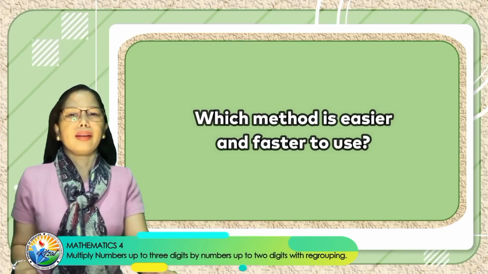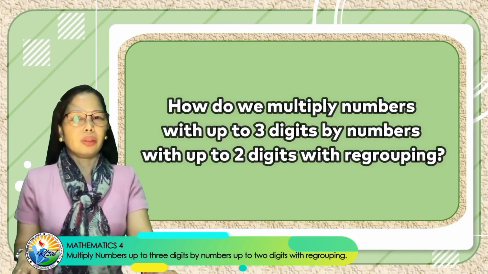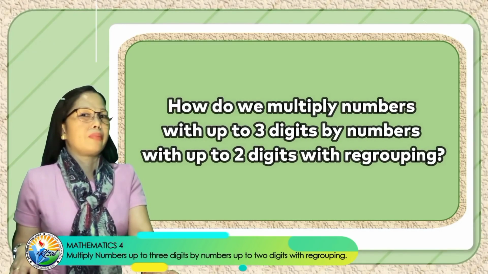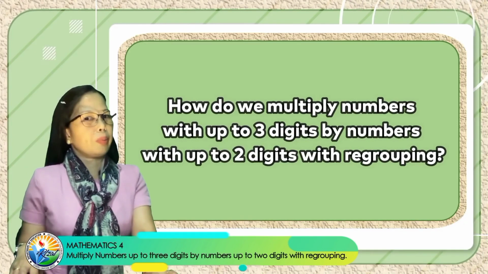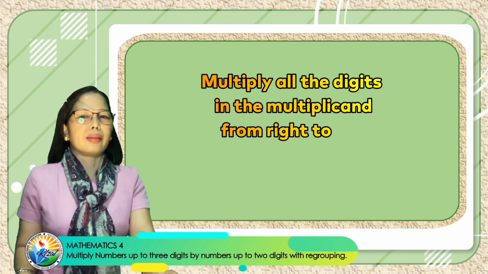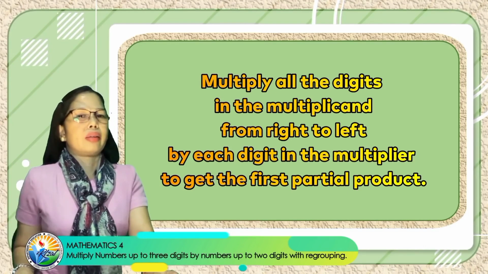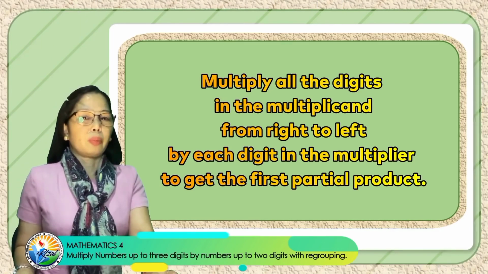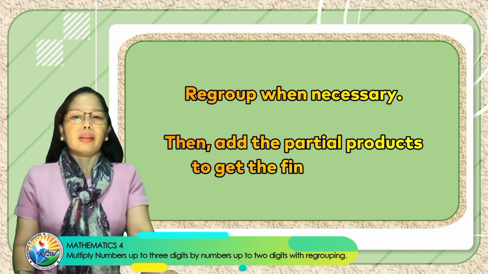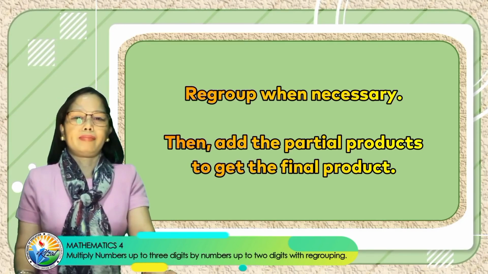You may use any of the methods that you find easier. How do we multiply numbers with up to 3 digits by numbers with up to 2 digits with regrouping? First, multiply all the digits in the multiplicand from right to left by each digit in the multiplier to get the first partial product. Then regroup when necessary. Then add the partial products to get the final product.